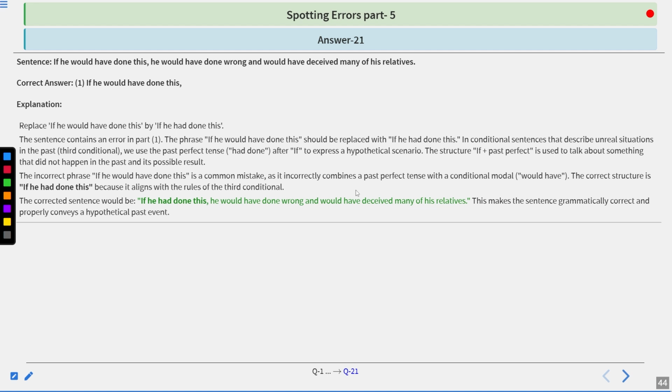The incorrect phrase, if he would have done this, is a common mistake, as it incorrectly combines the past perfect tense with a conditional modal, would have. The correct structure is if he had done this, because it aligns with the rules of the third conditional. The corrected sentence would be: if he had done this, he would have done wrong and would have deceived many of his relatives. This makes the sentence grammatically correct and properly conveys a hypothetical past event. I hope you have understood.